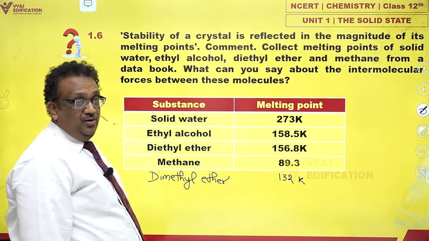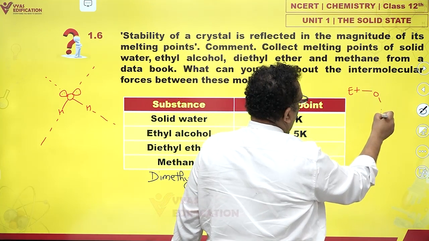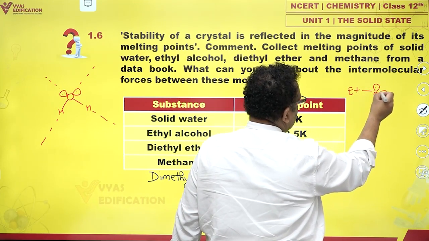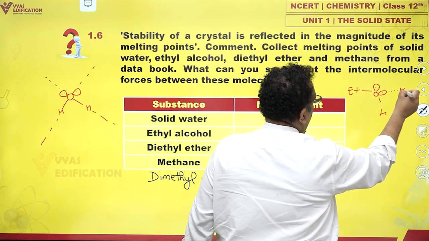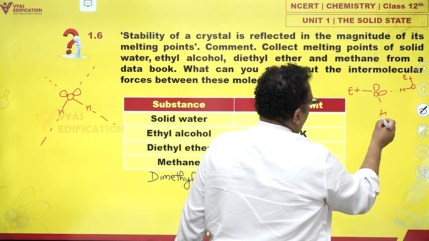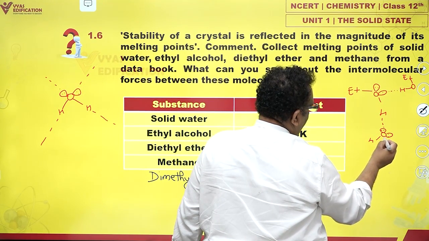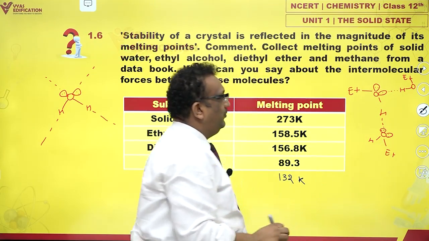Then you have ethyl alcohol. Now ethyl alcohol is EtOH, lovely though it is. But in ethyl alcohol, you find, my dear, that only 2 hydrogen bonds are present per molecule.